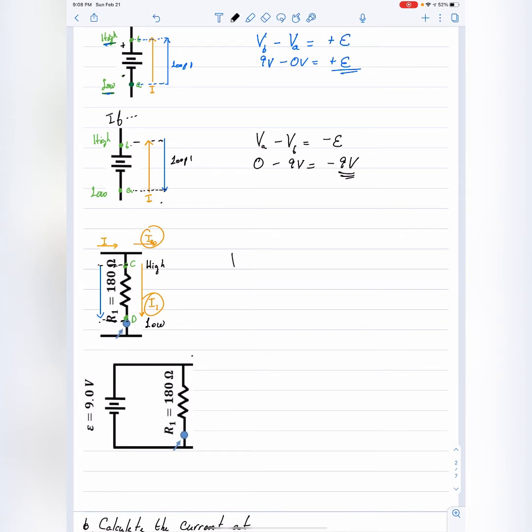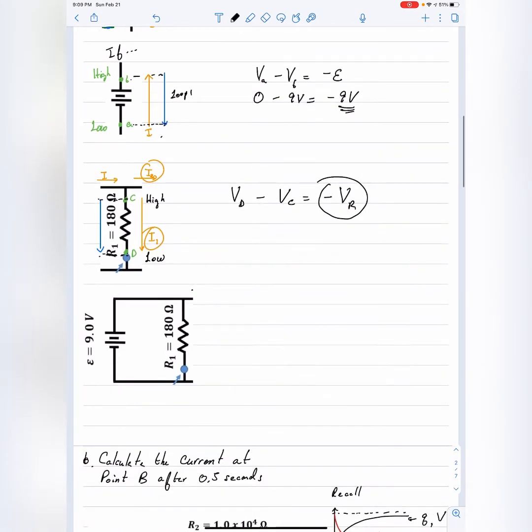So that means that VD minus VC equals negative voltage across the resistor, because resistors dissipate electrical energy. Because it dissipates electrical energy, it affects the voltage, decreasing the change in voltage. That's why we have a negative change in electric potential for the resistor.